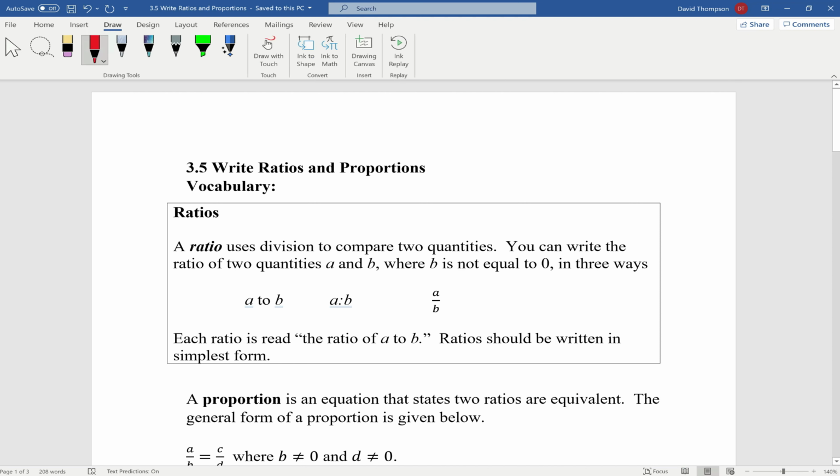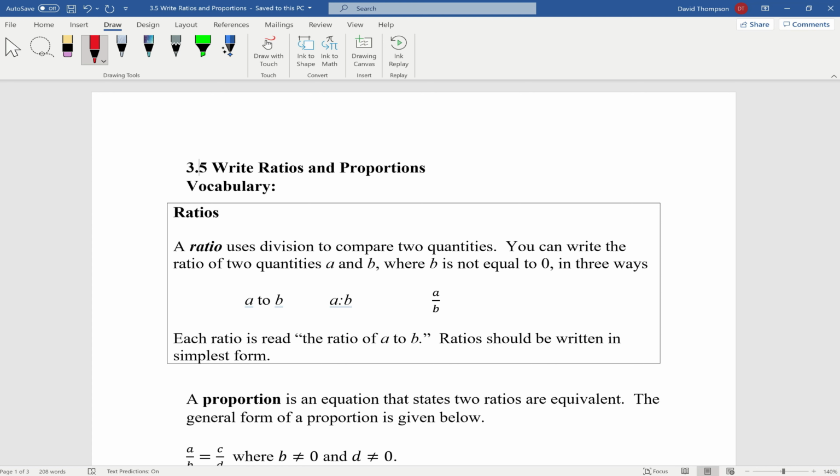In this video, we're going to talk about writing ratios and proportions. First, a vocabulary. A ratio uses division to compare two quantities. You write the ratio of two quantities, A and B, where B is not equal to 0, in three ways: A to B, A colon B, or A over B. Each ratio is read "the ratio of A to B."